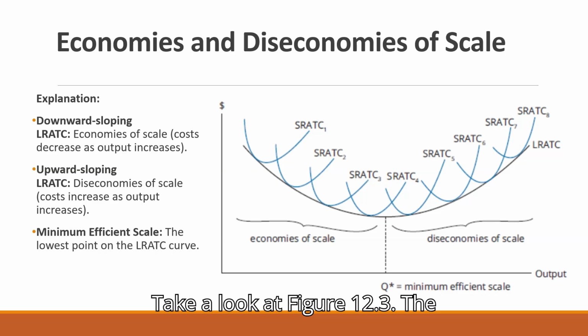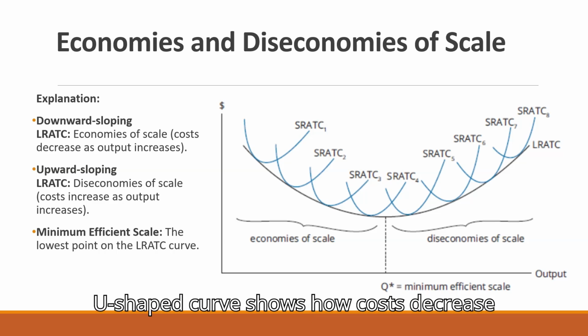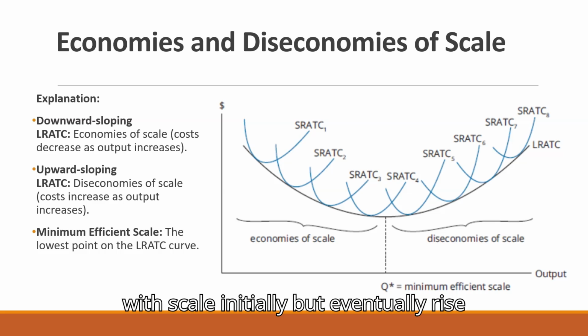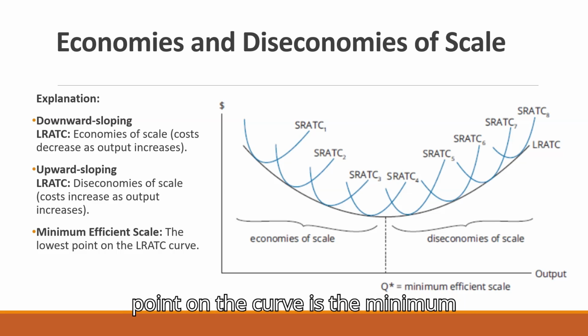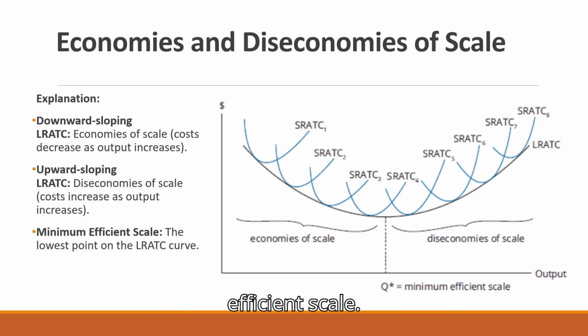Take a look at figure 12.3. The U-shaped curve shows how costs decrease with scale initially but eventually rise as the firm grows too large. The lowest point on the curve is the minimum efficient scale.